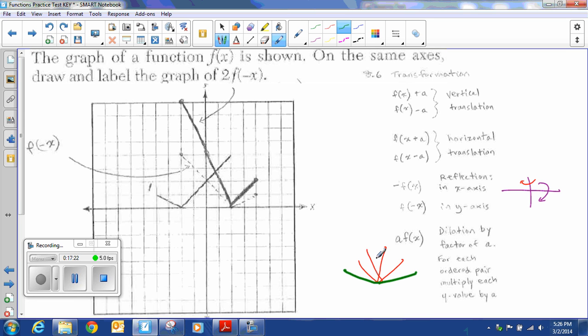So when you expand, you're actually multiplying by a fraction, say 1 over 3. And when you compress, get taller and skinnier, you're actually multiplying by a number greater than 1. So if you multiplied this function by 3, everything would be tripled. All the y values would be tripled. X values are always the same.